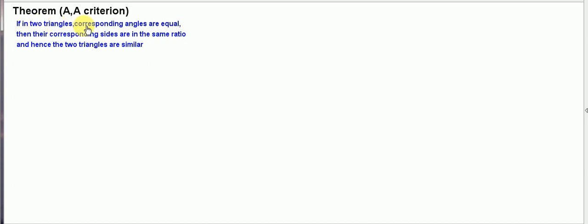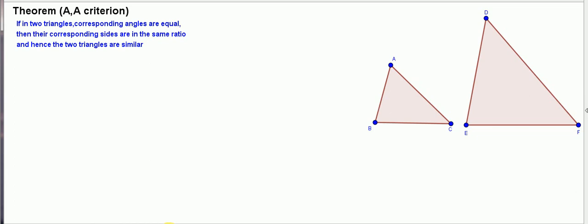If in two triangles corresponding angles are equal, then their corresponding sides are in the same ratio, and hence the two triangles are similar. For this theorem, we should draw two triangles such that corresponding angles are equal. Let us draw two triangles, triangle ABC and triangle DEF.